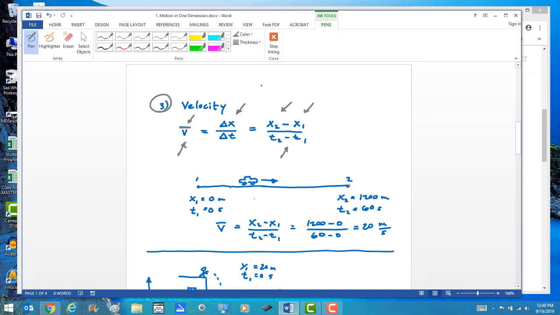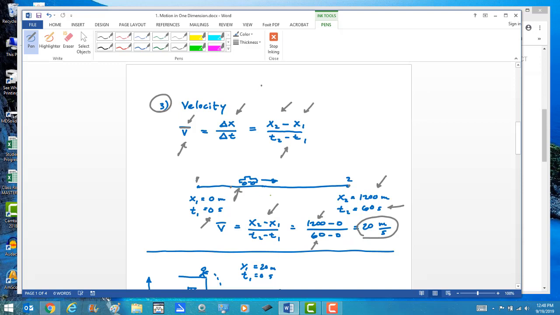So let's take a look at an example, a car driving along a road. We're calling this point 1 here 0 meters, and we're calling point 2 1,200 meters. So it's going to travel 1,200 meters. Time 1 is 0 seconds. Time 2 is 60 seconds. What is the average velocity of the car moving along that street? You just plug in the values here. You put your 1,200 here and 60 there, and you get an average velocity of 20 meters per second, and that's average.